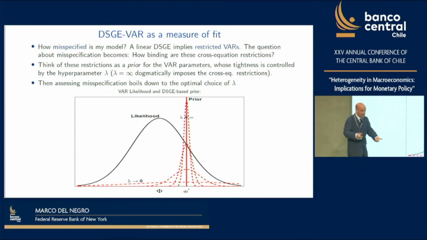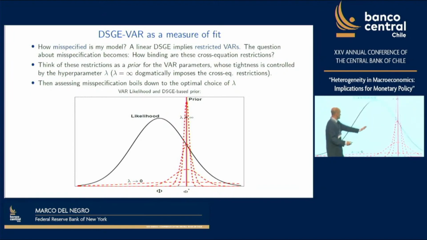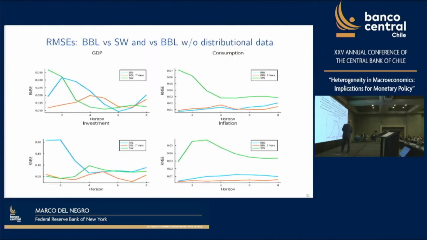If I believe in my HANK model, what does the VAR representation look like? My a priori belief is that the dynamics are those from the HANK model. Then I ask how much I have to relax that a priori belief in order to optimally fit the data. If this line is very much in the tail of the distribution, so my HANK model is really bad, then to fit the data I want to relax the cross-equation restrictions a lot. If, on the other hand, I'm close to the peak, I don't want to relax them all that much.